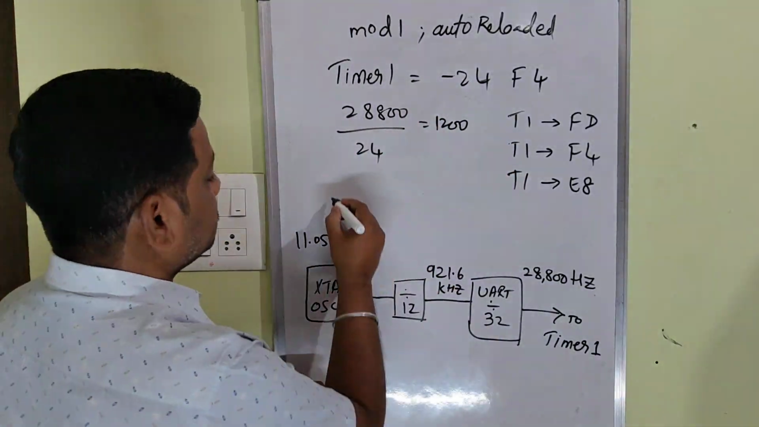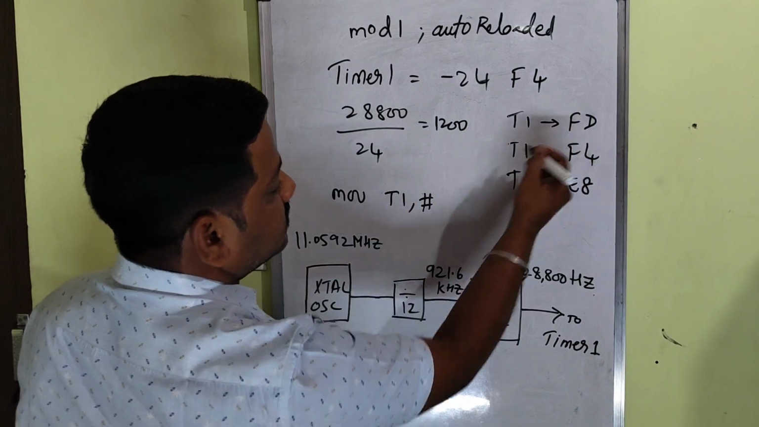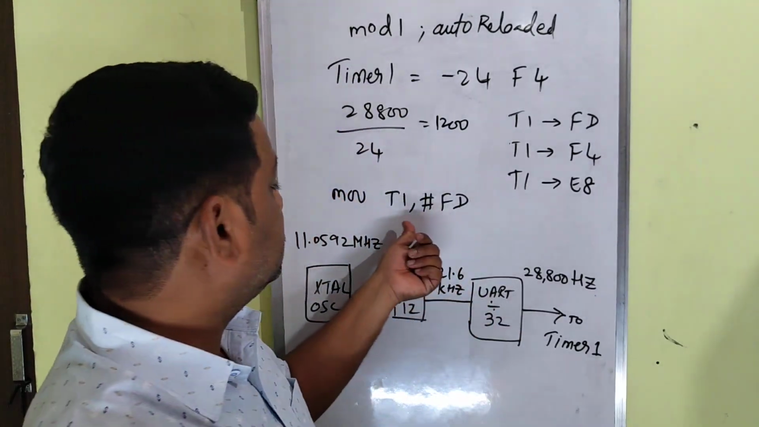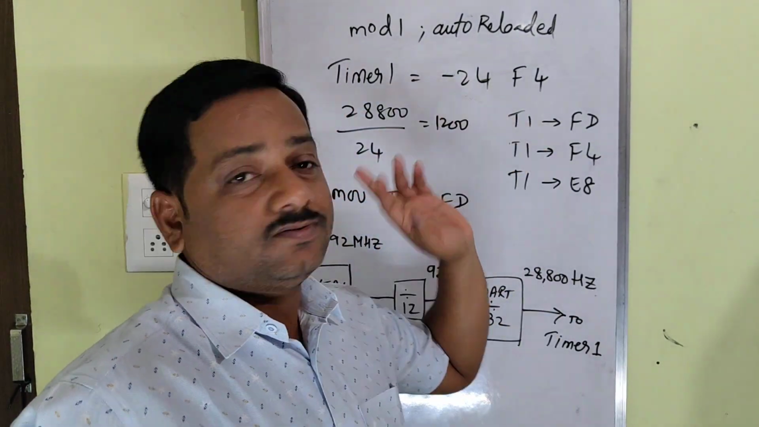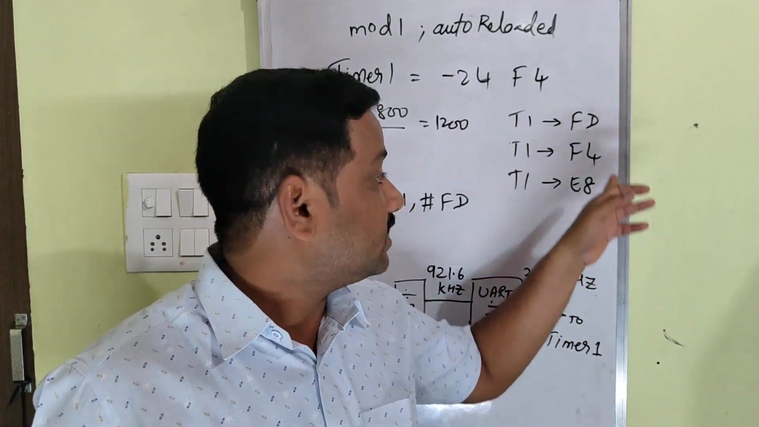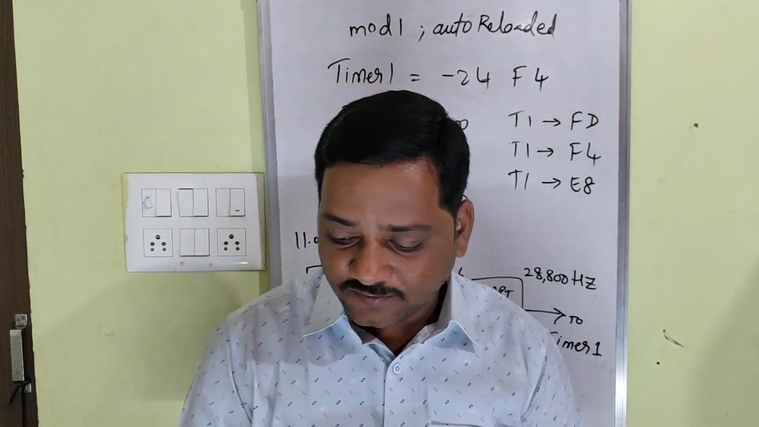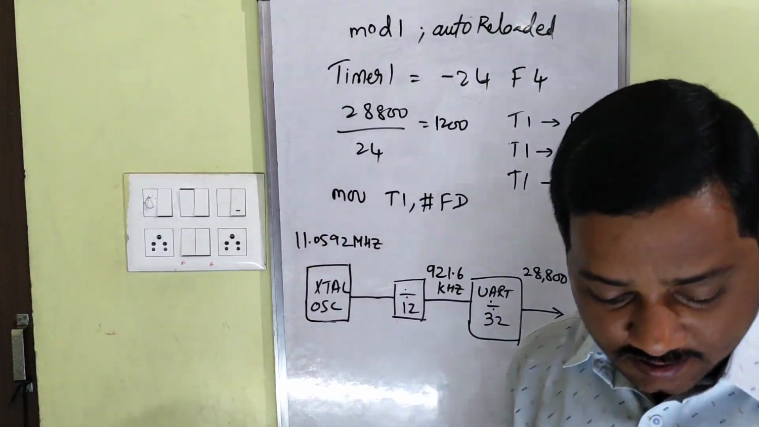You can write an instruction like this: Move T1 hash, what is the data? FD. If I give that FD into this timer 1, then automatically the baud rate selected will be 9600. If you want to change, you can give any other address or data like this, and it will select the baud rate. That's the very simple thing. So this is the way of selecting the baud rate. I hope this is clear for you.